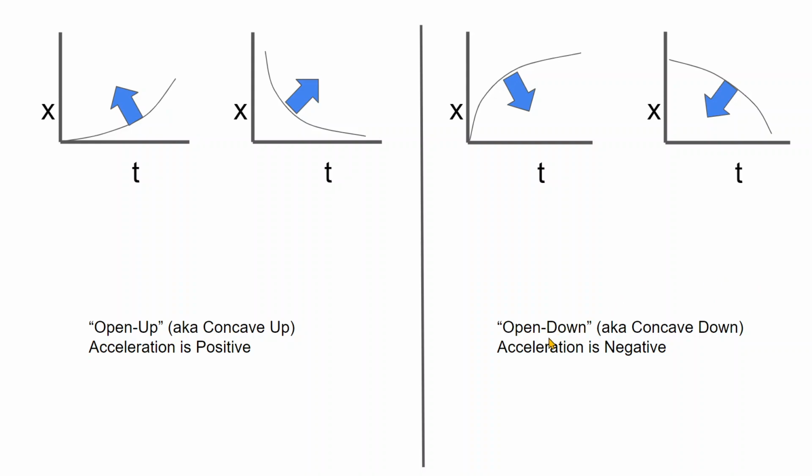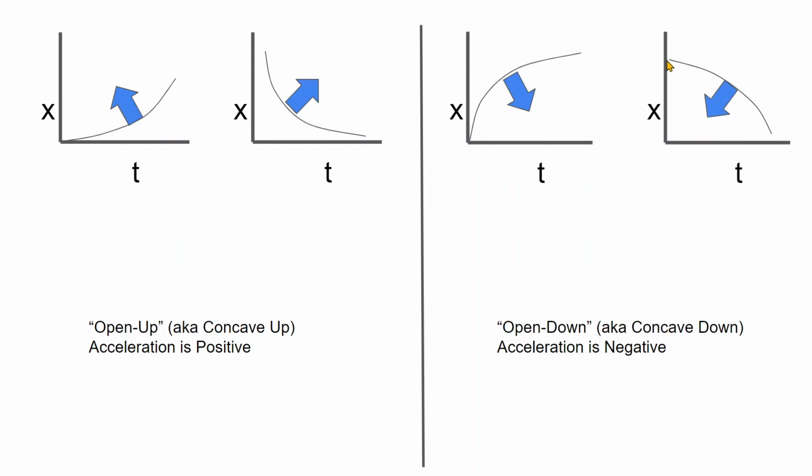Okay, and the reverse is true for open down or concave down, right? This one starts out fast in the beginning and is slowing down. But the slopes are positive. This is like, up and to the right. This is still up and to the right. It's a positive slope. But the acceleration is negative. So moving in the positive direction with a negative acceleration, it's going to slow down.